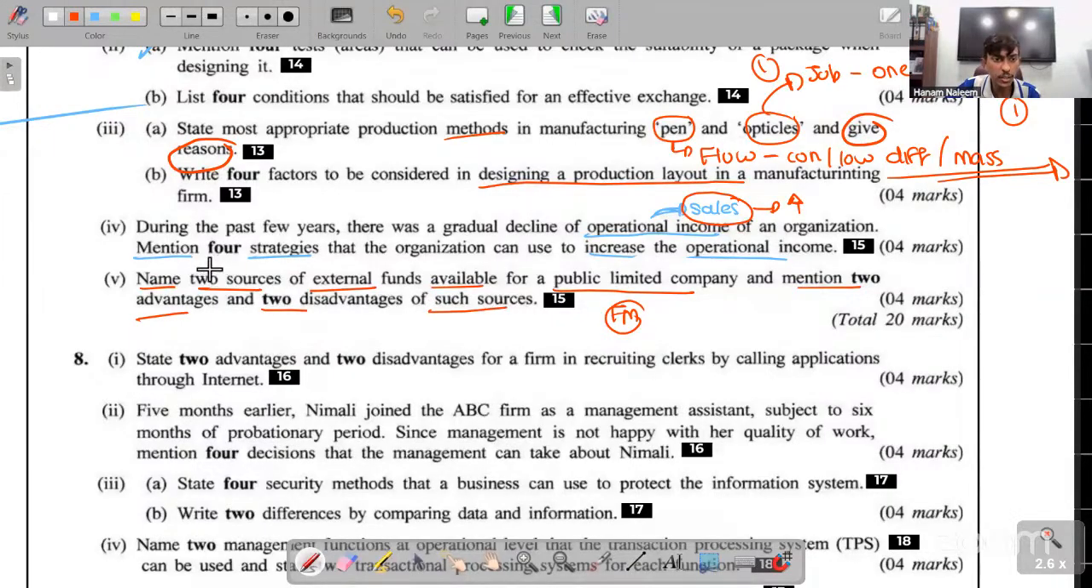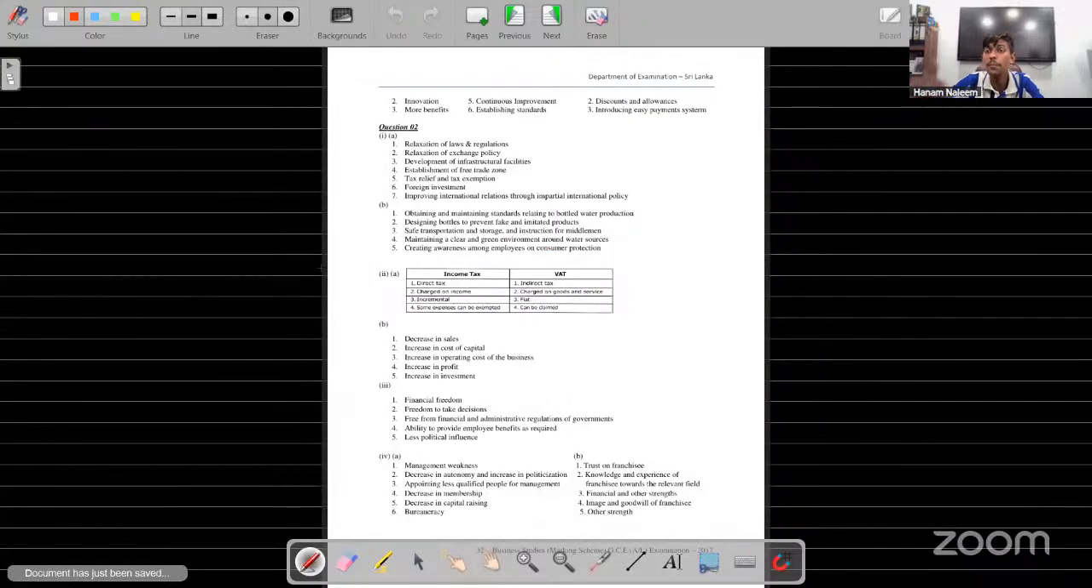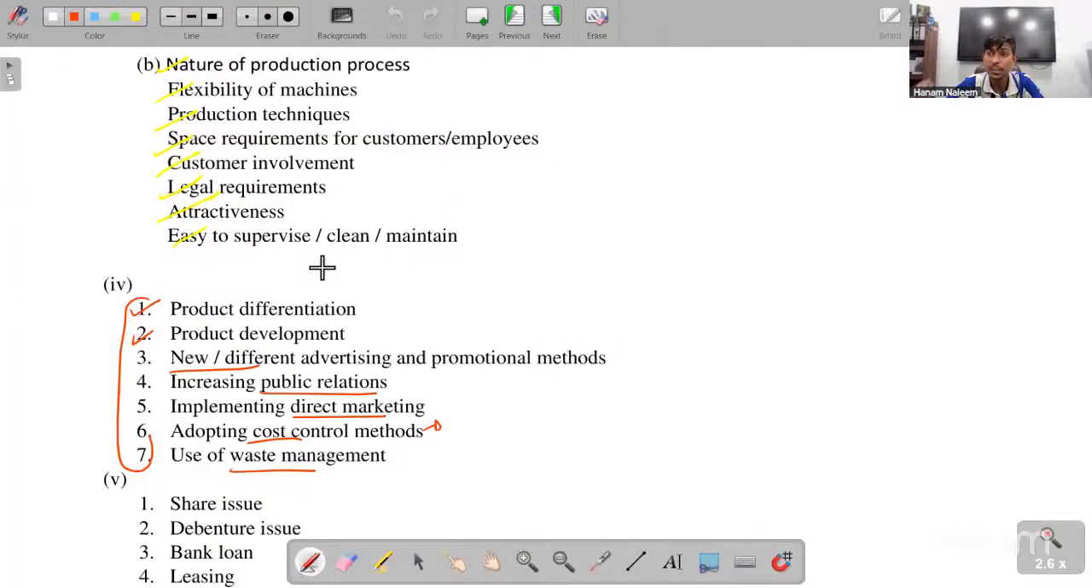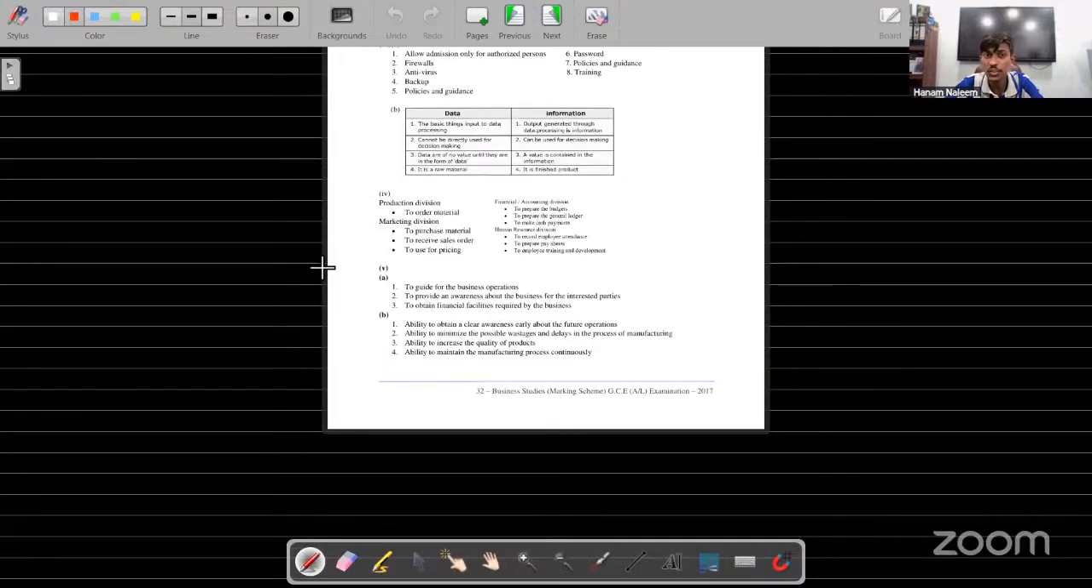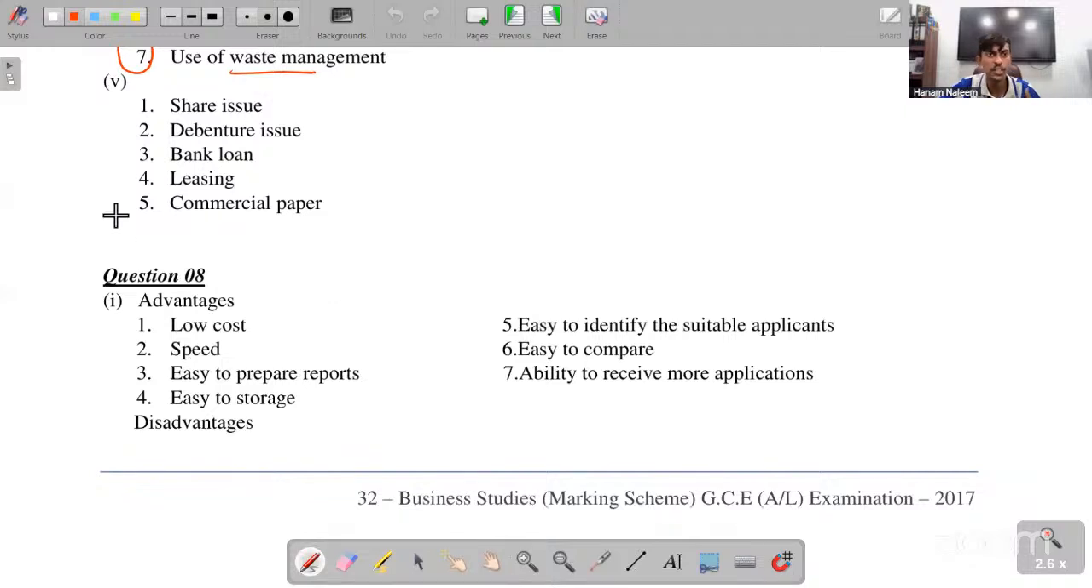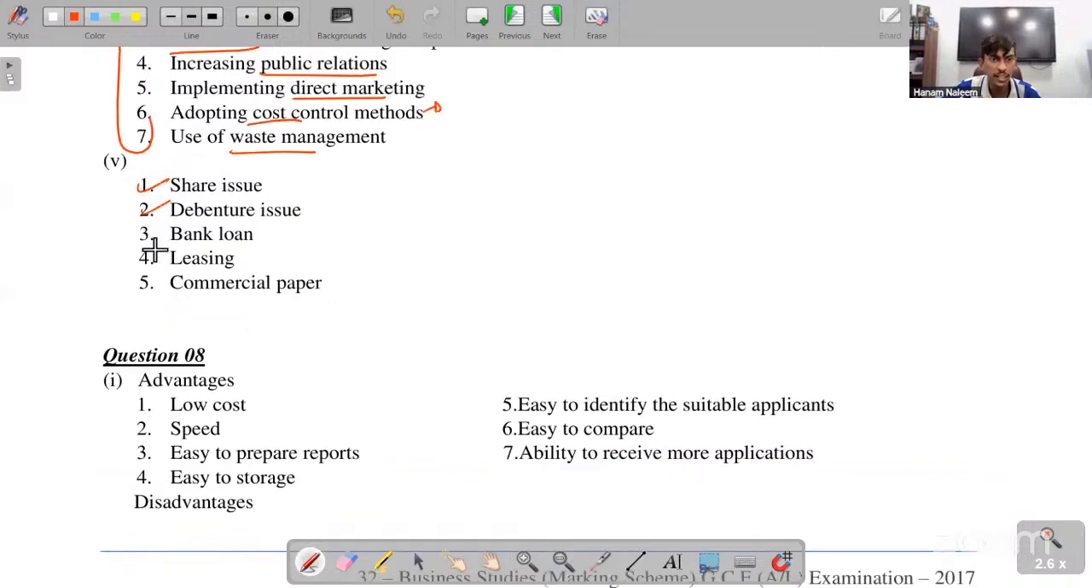So they're asking to write two sources of how you can get money externally, and they're asking for all the advantages and disadvantages of external sources of money. External source of money means you get money from external parties. For example, shares, bank loans, debentures, leasing, commercial paper.